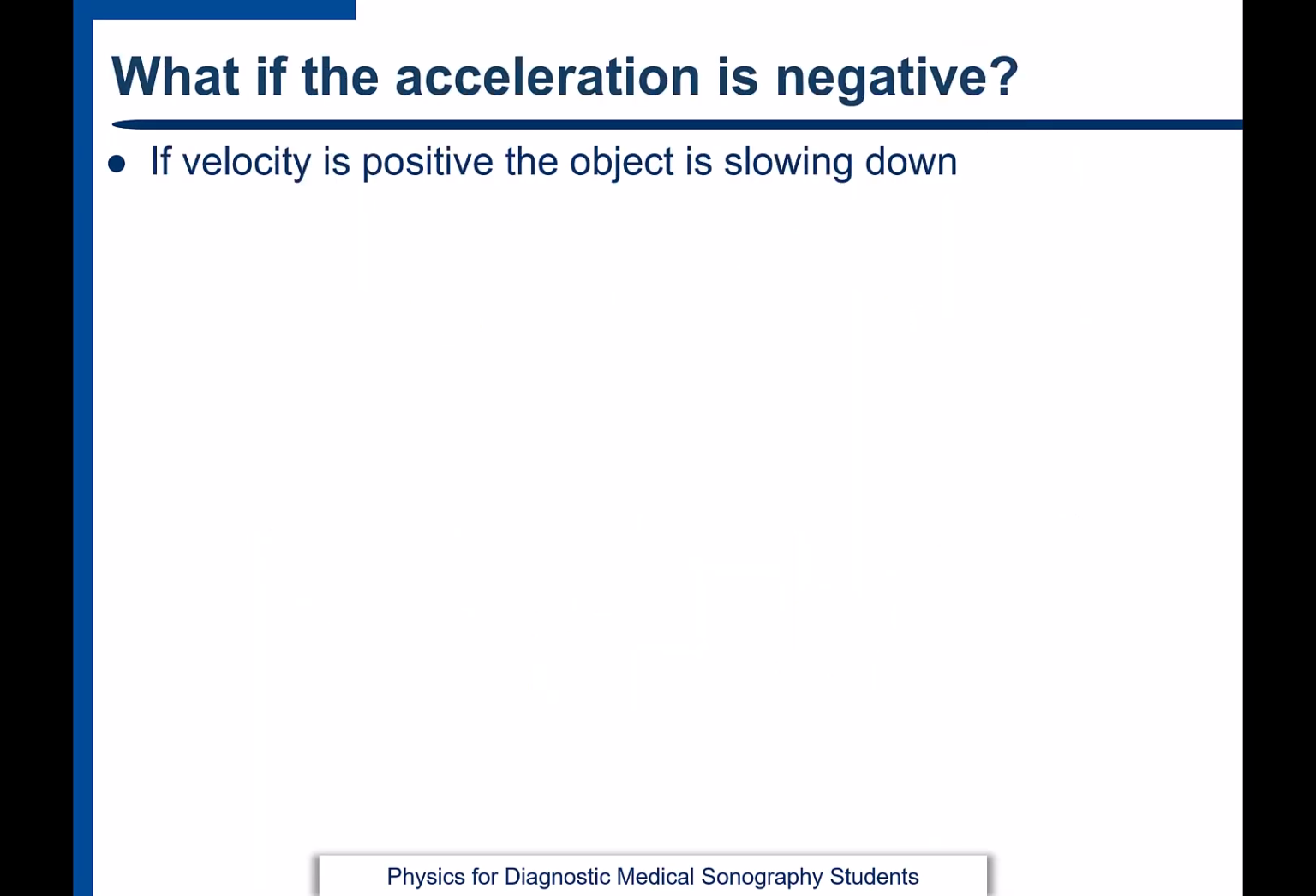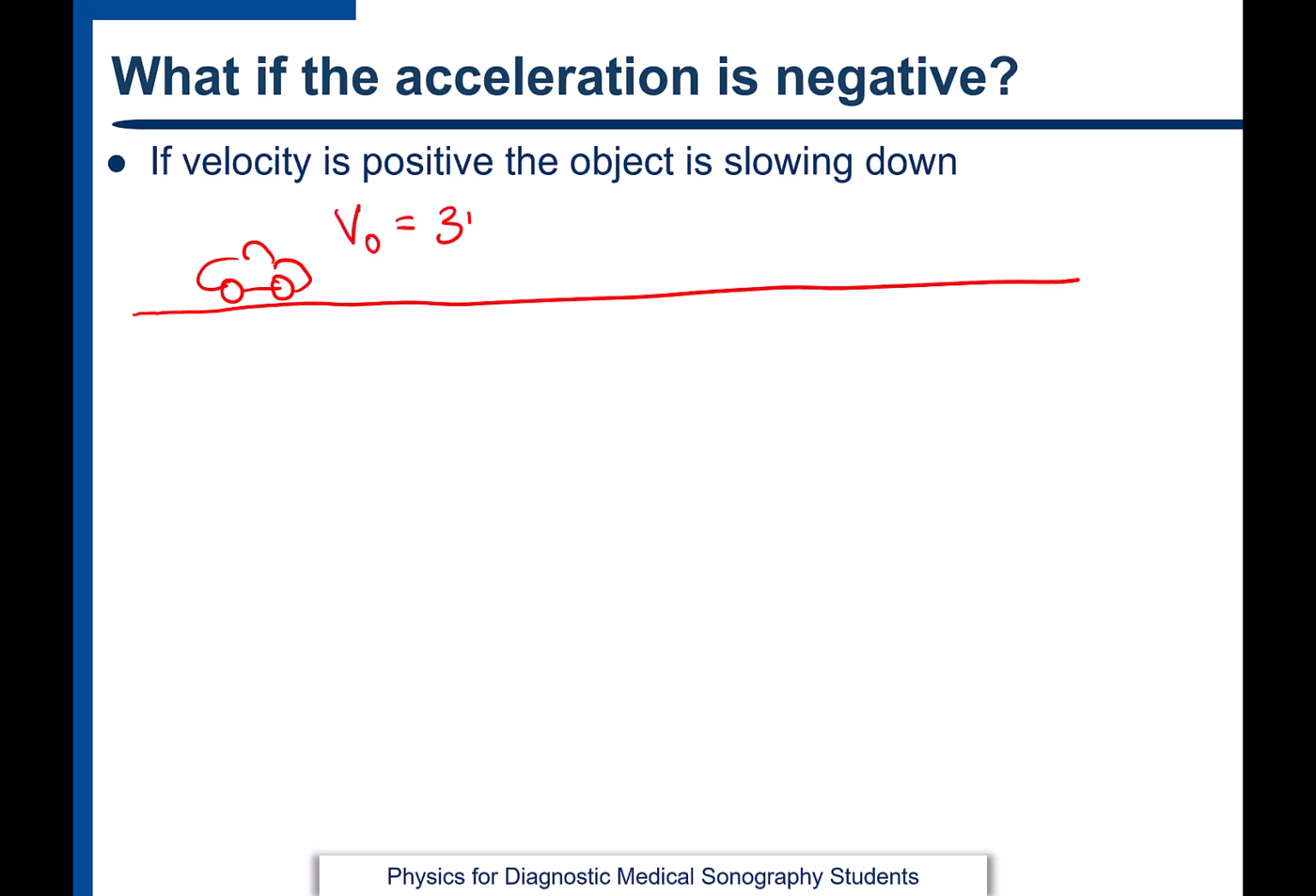Let's look at an example of what happens if the acceleration is negative. Well, if you think about it, if the acceleration is negative, it means we're taking away velocity every second. So for example, let's say that we have a car, and our car is initially moving at 30 meters per second. And let's say that the acceleration, the average acceleration, is negative 5 meters per second squared.